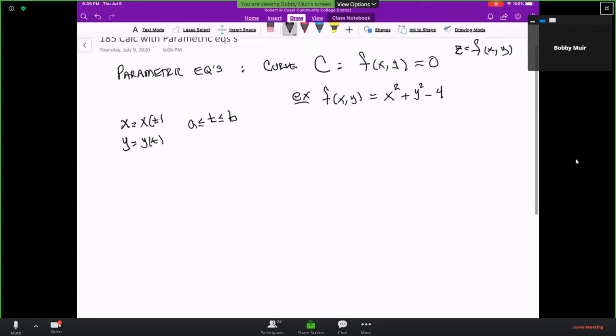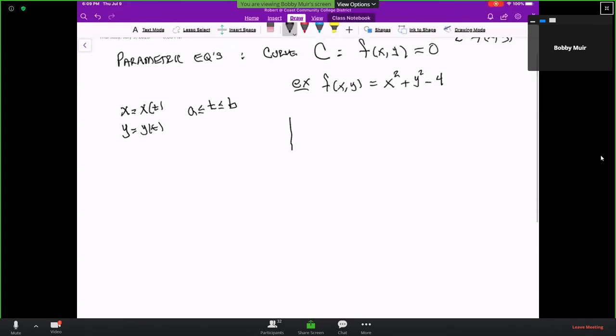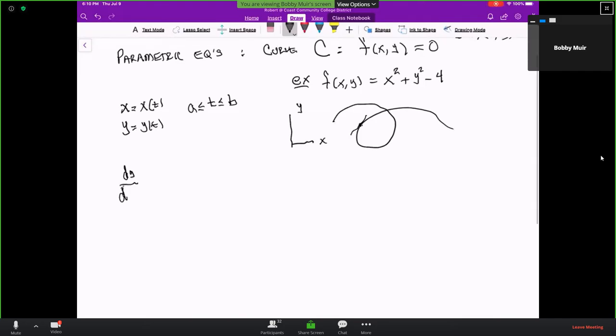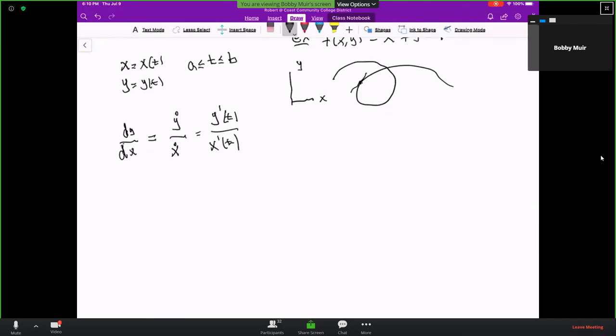So for our curve sitting out in space somewhere with an XY grid, the curve might be doing something like that. Terribly not a function, but it looks nice and smooth everywhere. If we want to find slopes of tangent lines, what we found yesterday was that the slope of the tangent line, dy dx, ended up being y dot over x dot, or you could write it as y prime of t over x prime of t. I like to use the dots. Probably that's the physics major in me.